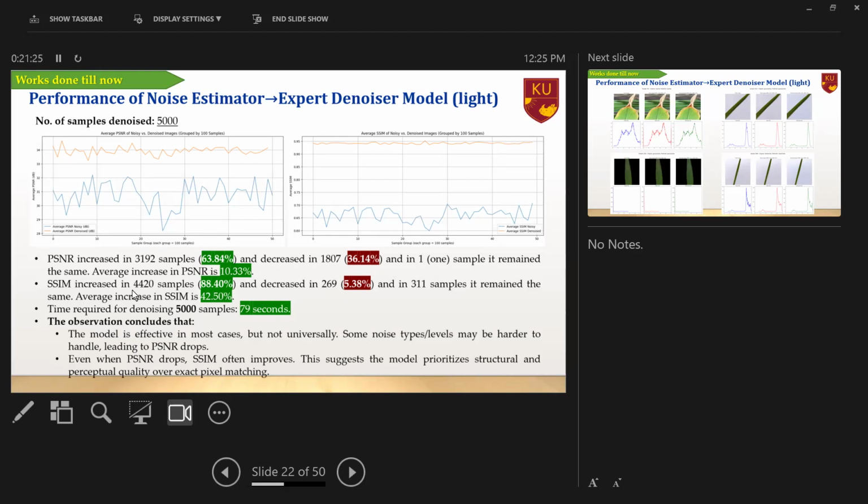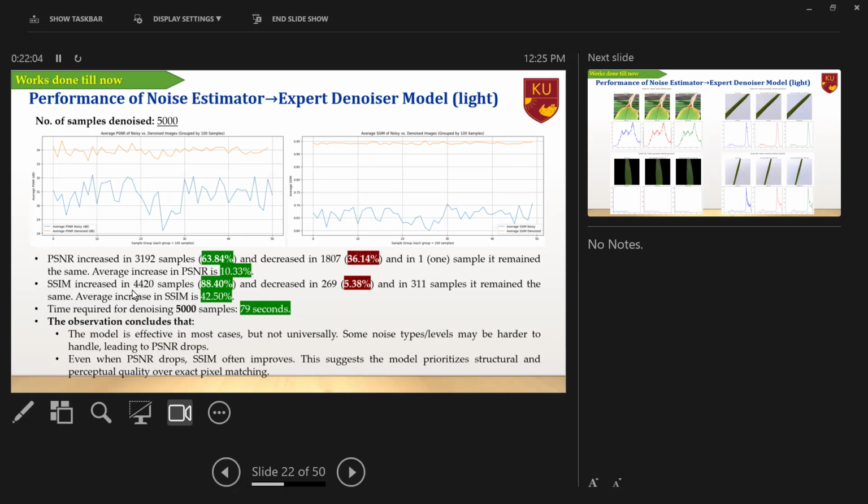Okay, then SSIM increased in 4420 samples, that is 88.4% of samples. In case of 84.4% samples, the SSIM increased, and in 269 samples it decreased, and in 311 samples it remained the same. And the average increase in SSIM is 42.50. That is structural. You can say the structural increase is highest. That means as you see the previews of the images, you can also observe that.